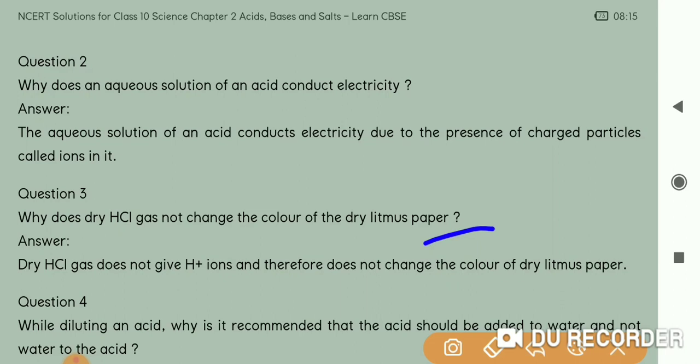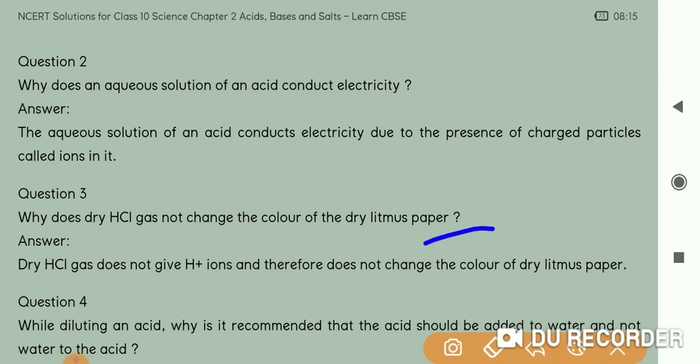conduction of electricity. Next, third question is, why does dry HCl gas not change the color of dry litmus paper? Now see, dry gas does not dissociate. For dissociation, or to show the acidic property, dissociation is required, and dissociation can take place only in the presence of water. So dry gas does not dissociate, and if it doesn't dissociate, it doesn't have separate H plus ions. Okay, so instead of dry litmus paper, if you take a wet litmus paper, then HCl gas will come in contact with the wet litmus paper, the HCl gas will ionize, and after ionizing, H plus can be detected by the wet litmus paper but not the dry.